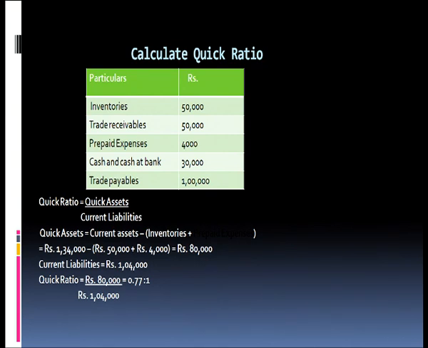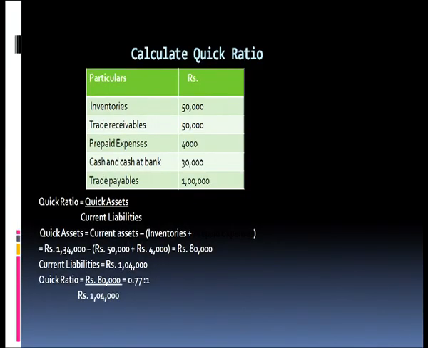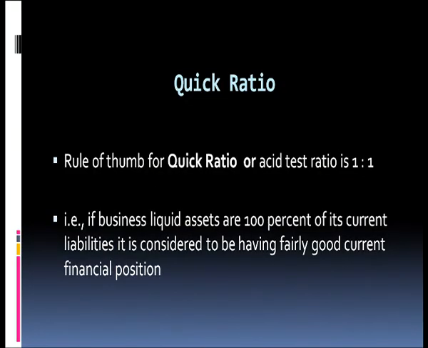Now, the rule of thumb is 1:1. It is always better to have 100% quick assets compared to our current liabilities. If our quick assets are 100% of what we have as current liabilities, it is a very good situation for a firm. But nonetheless, in this illustration, we have 0.77:1, which means the firm is steadily working towards an ideal quick ratio. Therefore, we have clearly defined that 100% of quick assets compared to our current liabilities is the rule of thumb, which is an ideal position for a firm.